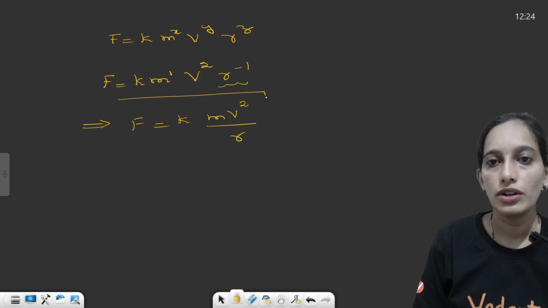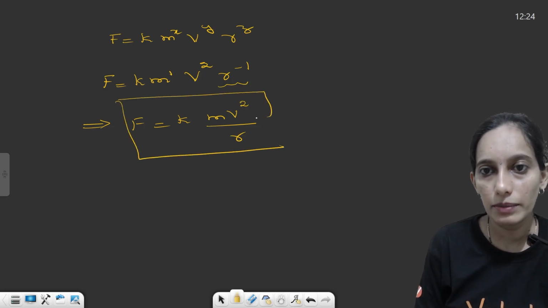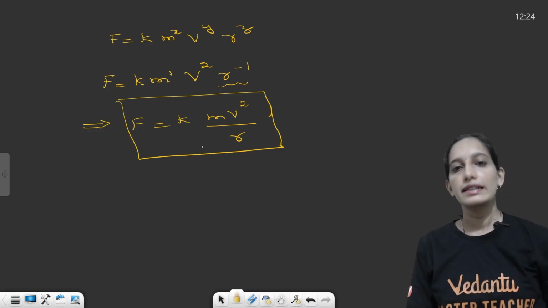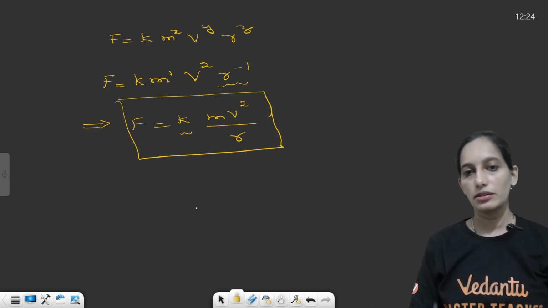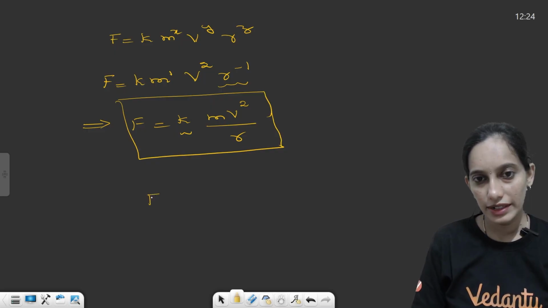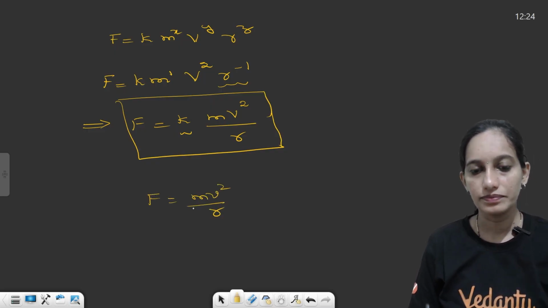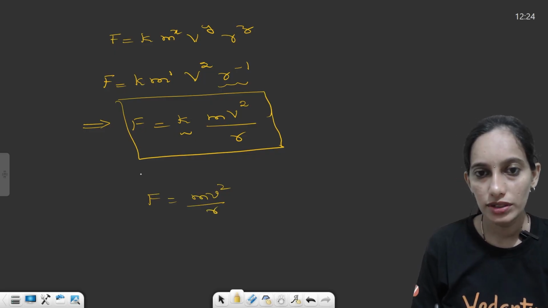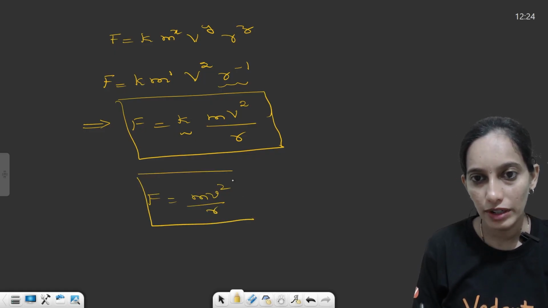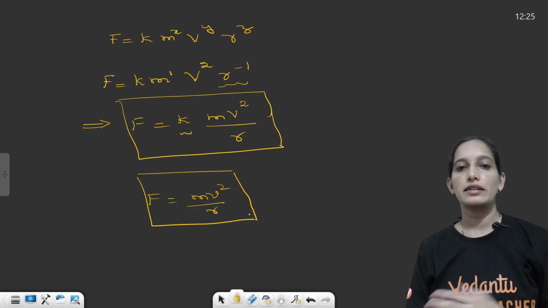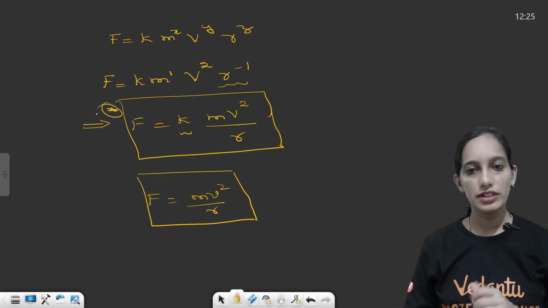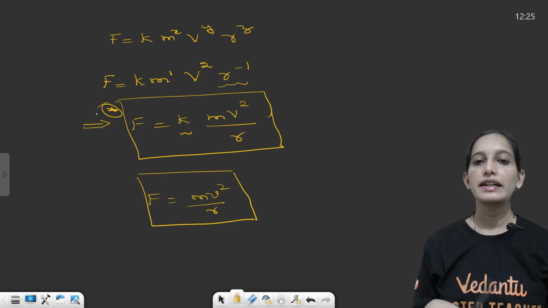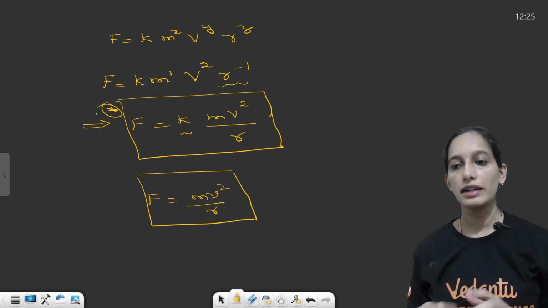f is equals to k into m v square by r, we will get. Okay. So here this constant of proportionality in SI system is 1. Okay, so we simply get f is equals to mv square by r. Okay, so this is the actual formula for centripetal force, mv square by r. You can just stop at this point. Or you can say the value of constant k here is 1, so we simply get f is equals to mv square by r.